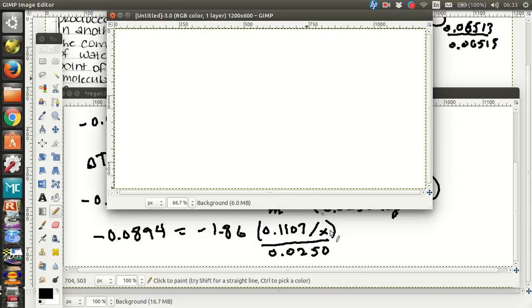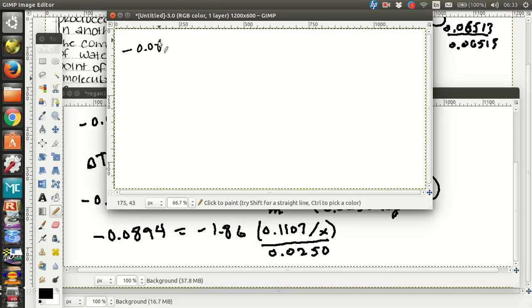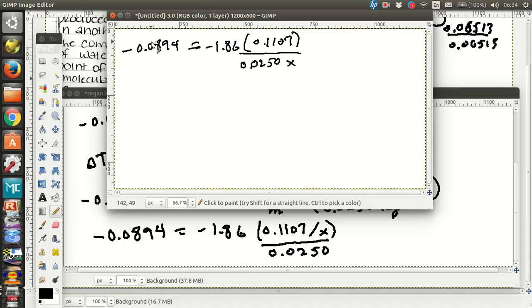I'm going to rewrite this equation now. Notice that 0.1107 is divided by x, and 0.1107 is also divided by 0.0250. So I can put this x down here. So this is going to be negative 0.0894 equals negative 1.86 times 0.1107 divided by 0.0250x. Now I can just multiply both sides by x to get x out of the bottom.